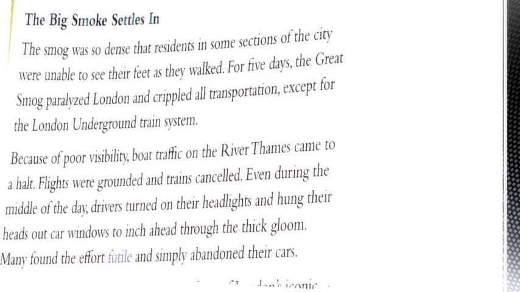So what happened for 5 days? The Great Smog paralyzed Londoners. Paralyzed means totally disabled. All people who are living in London, and crippled all the transportation. Crippled means disabled also, I told you that. And crippled all the transportation except the underground train system, which in our country we call the metro train. So except that, everything was disabled, that means stopped. Now move to the next paragraph.